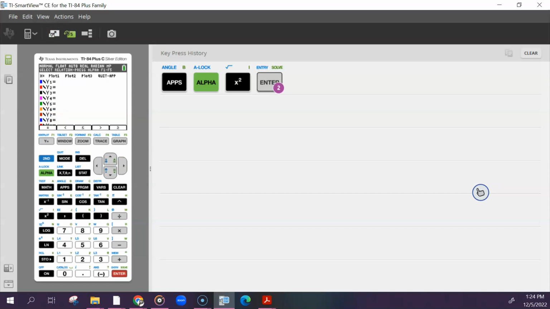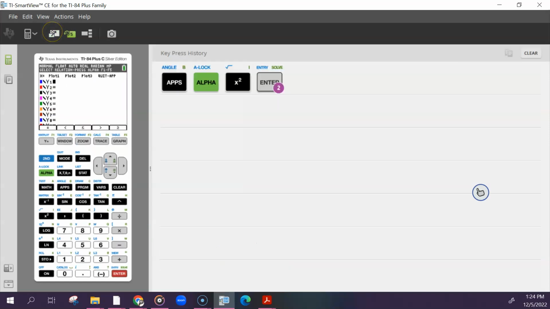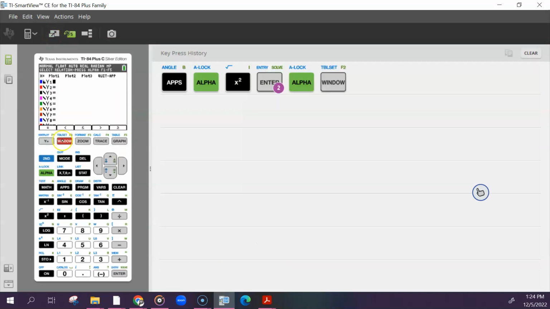Okay, so if you are hovering on the equals, you'll see these buttons pop up. It's small, so I have to keep flipping back and forth so you can see them. In order to get to those, we have to hit alpha and whatever button is underneath. So let's say we wanted to do less than 2x plus 1. We need the one on top of window. So alpha, window.